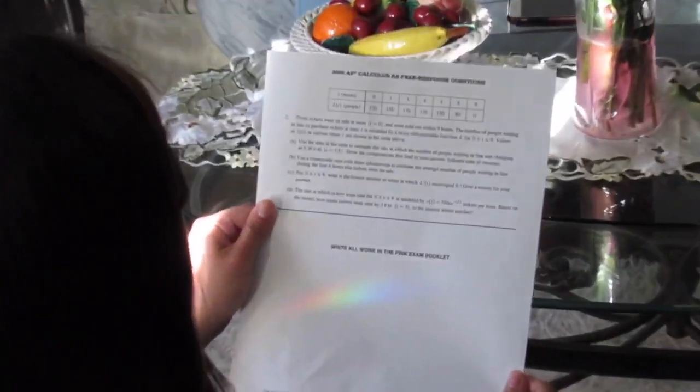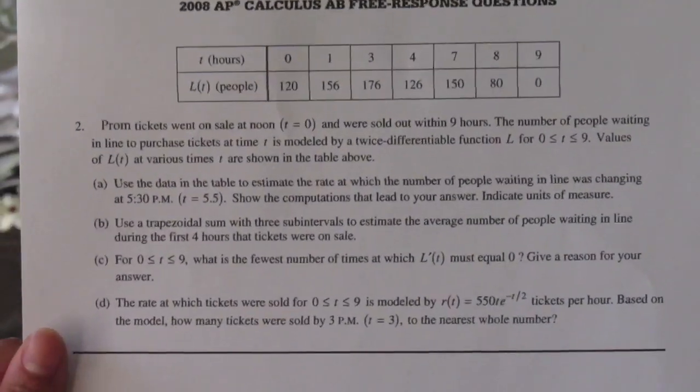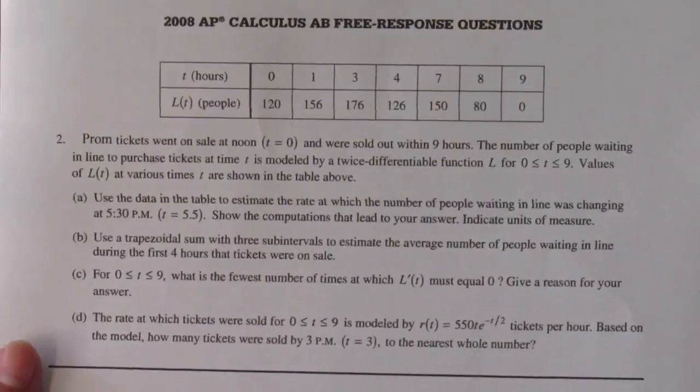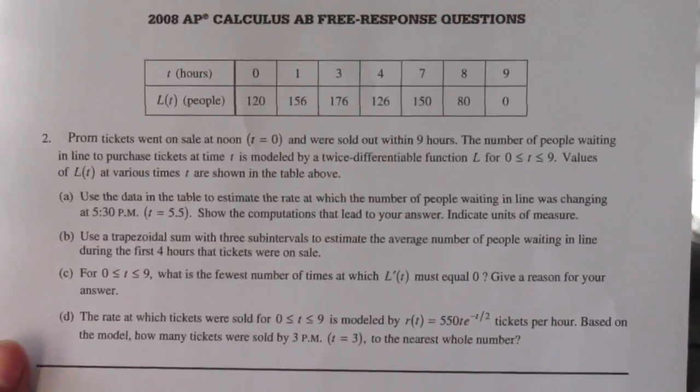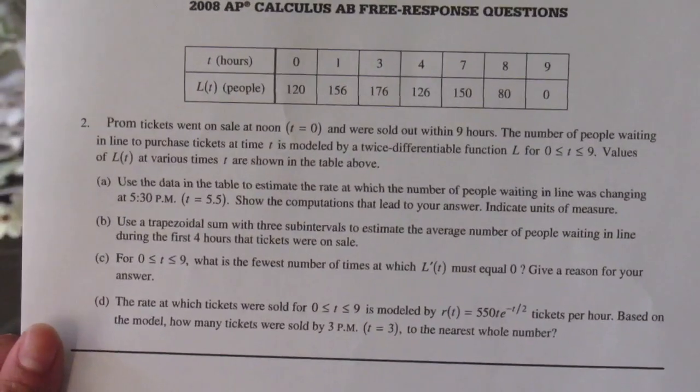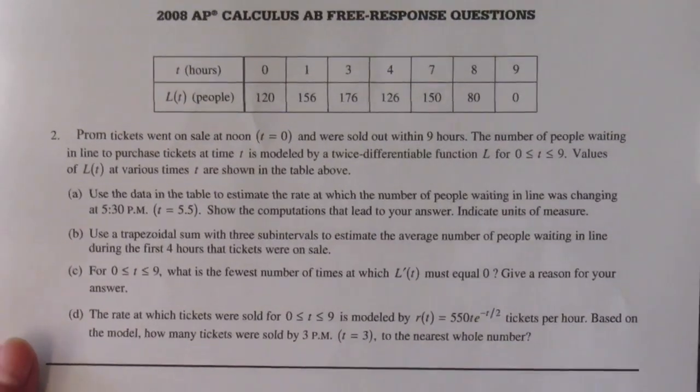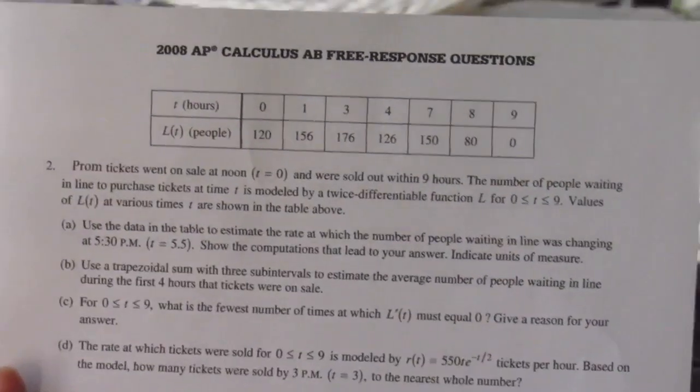I think it's best if we explain this with some calculus. I actually have the calculus right here. So prom tickets went on sale at noon and were sold out within 9 hours. The number of people waiting in line to purchase tickets at time t is modeled by a twice differentiable function L for 0 ≤ t ≤ 9. The values of L(t) at various times t are shown in the table above. I'm still confused. Can you explain it better? Yeah, let's go over here.